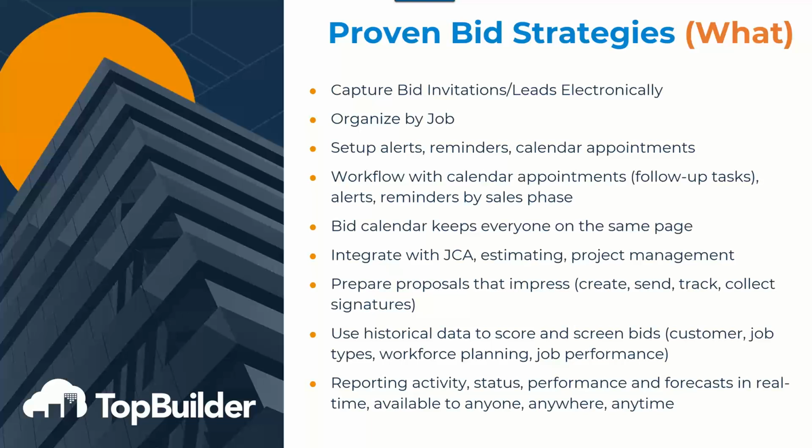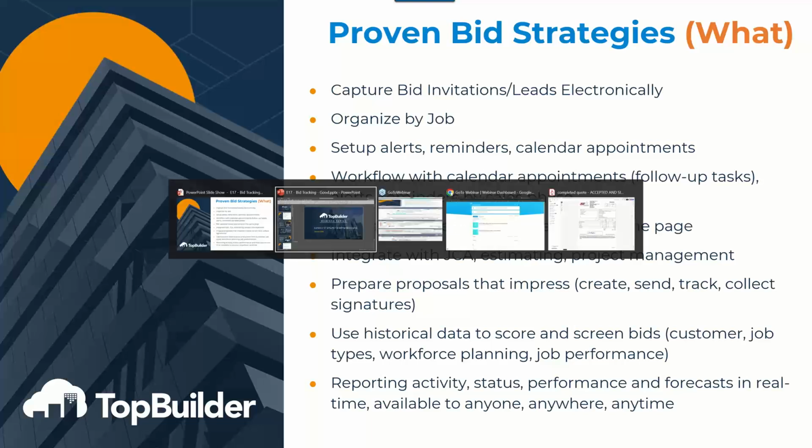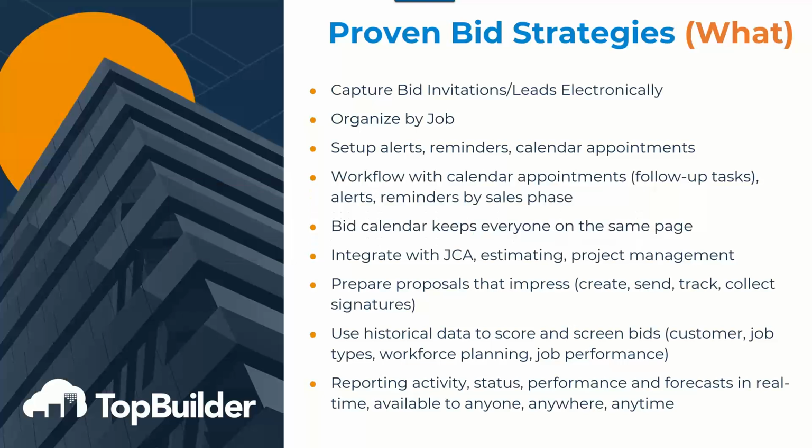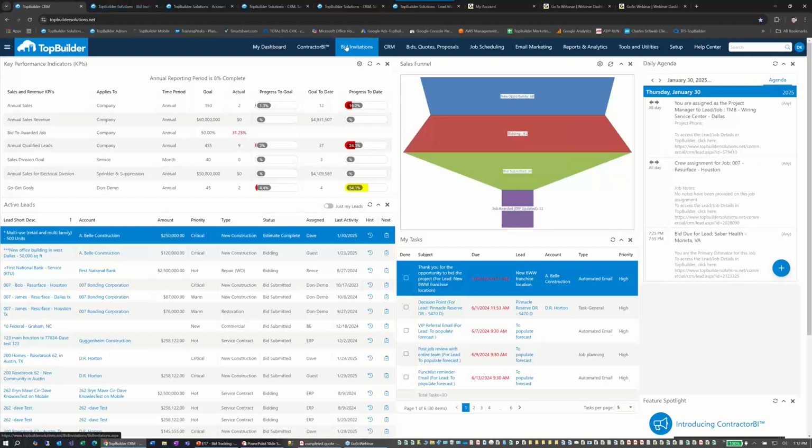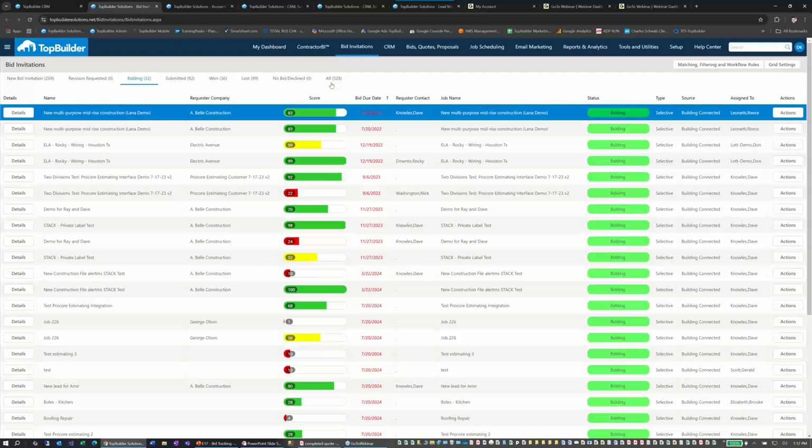So real quickly, obviously at the very beginning, what happens is they have to be able to capture the bids and capture them electronically and then organize them by job. So what happens here is, if we dive into Top Builder really quickly, I will show you that the bid invitations will come in directly into your CRM or your bid management software. And this will be coming in directly from, it could be Building Connected, it could be Construct Connected, whatever that may be. It could be an email, but capturing these things electronically, okay?